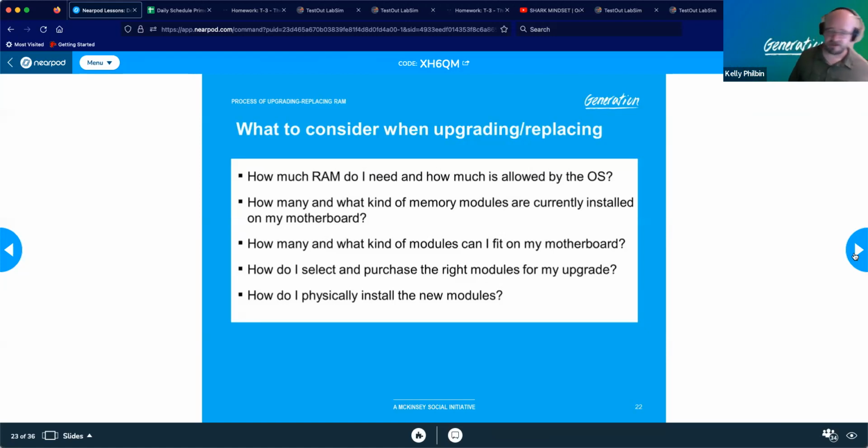Towers may be a little bit different. There may be a process. You got to open it up. You got to get some things out of the way in order to be able to get to the RAM.